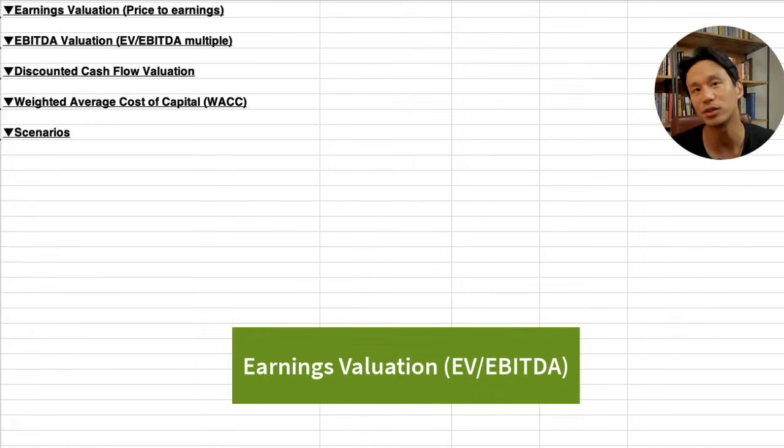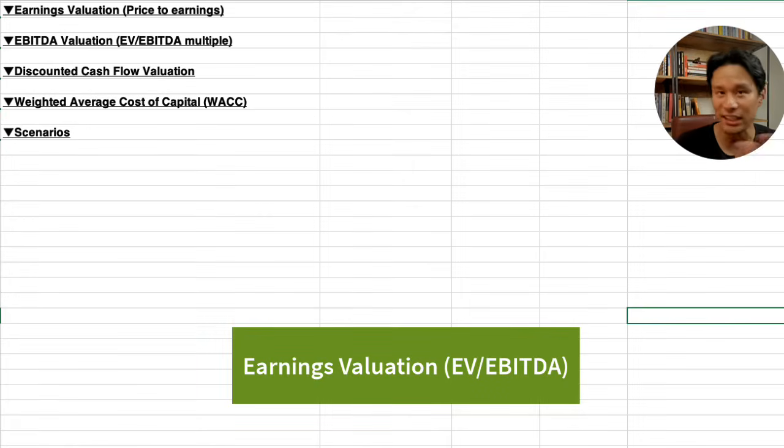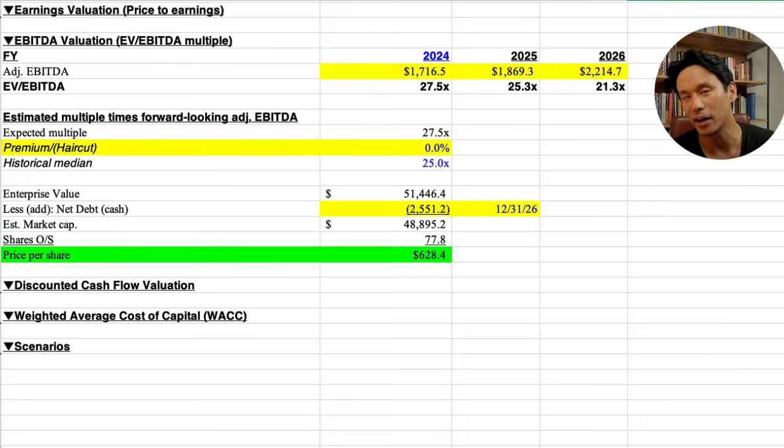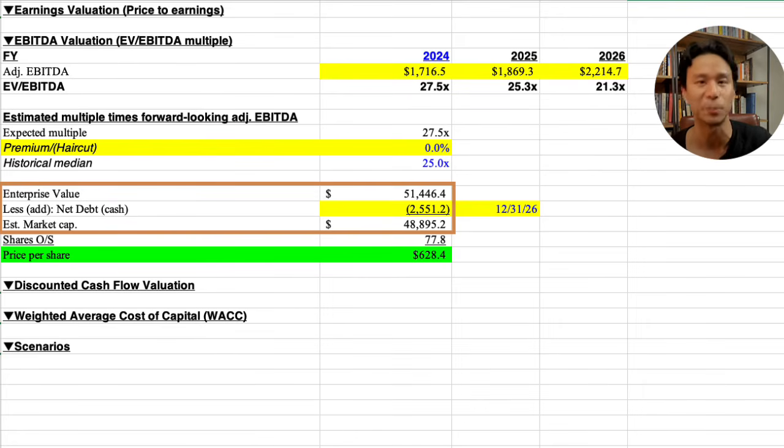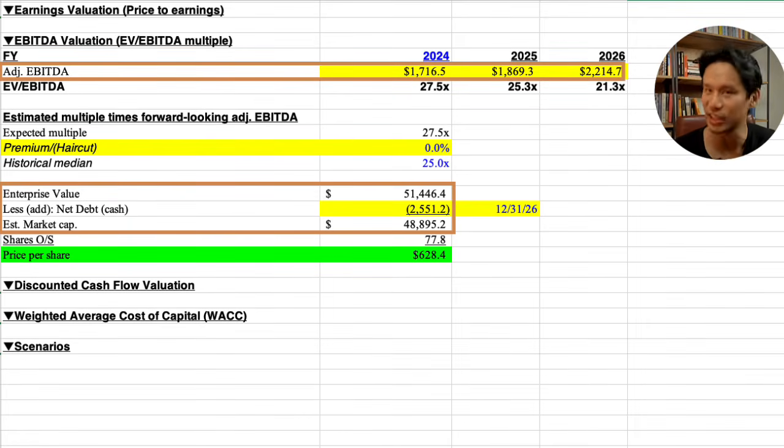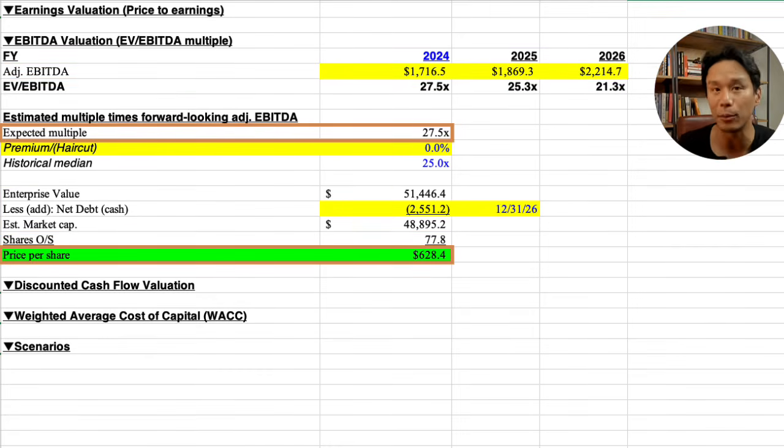Now we can also do the same with EV to EBITDA. EV just means enterprise value. It's just equity plus debt. And using earnings before interest, taxes, depreciation, amortization, right? Because it's before paying out investment costs, before paying out capital costs, it's a cleaner look at earnings sometimes. And so that just gives us a way to compare companies that are at different stages of profitability or different capital structures.